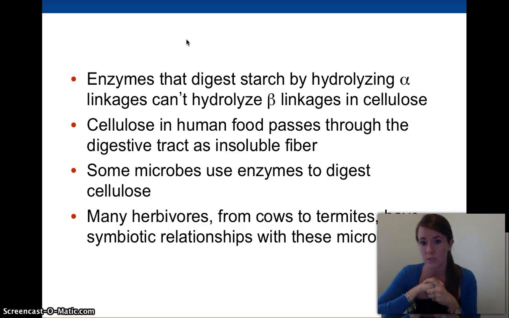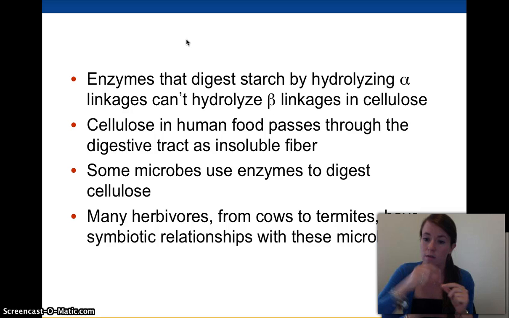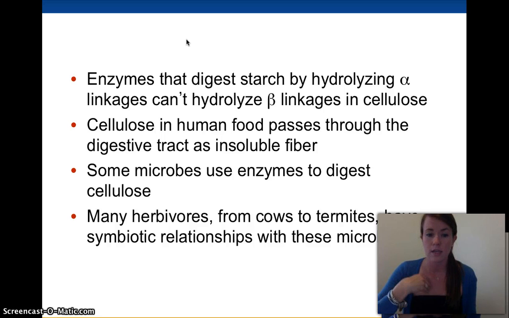Some microbes use enzymes to digest cellulose. Some microbes have special enzymes that can digest cellulose, and these enzymes are often found in the stomachs of animals, like herbivores, cows and termites, which eat only plants all day long. Cows eat so much grass, and they wouldn't be able to get very much storage or energy out of that grass if they couldn't break down the cellulose, because they need to get to those glucose molecules. For us, it's just passing right through us. We're not using energy from the glucose that's stored as cellulose.